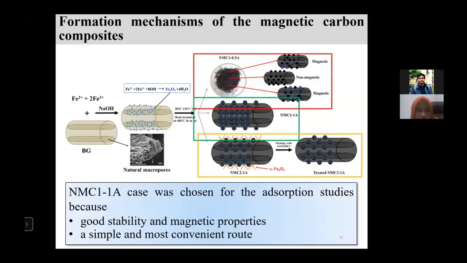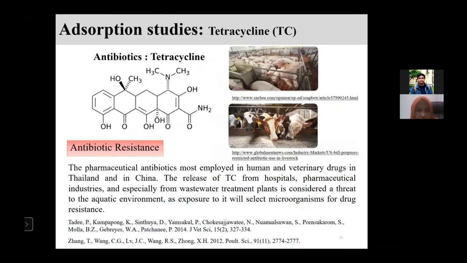So you will see that we can achieve our good carbon. Okay. So my country, and I think your country as well, have faced the problem of tetracycline. We have cattle, right? And then we use antibiotics, especially tetracycline.